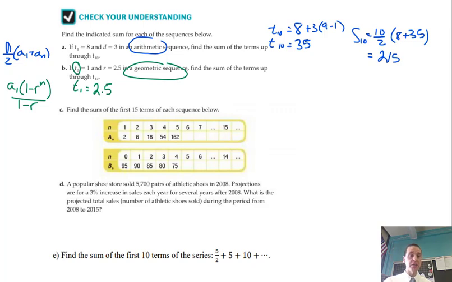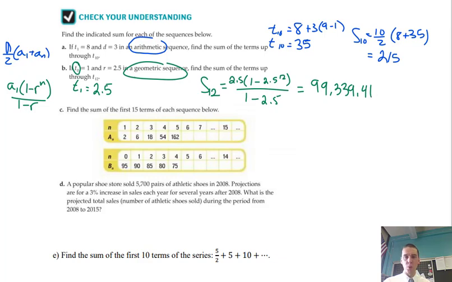All we need to do now is plug in, so the summation of 12 terms is a1, 2.5, parentheses 1 minus 2.5 raised to the 12, all divided by 1 minus 2.5, and that will give you 99,339.41. And if any of you would like to check my math, please do so and let me know if I'm wrong in class.